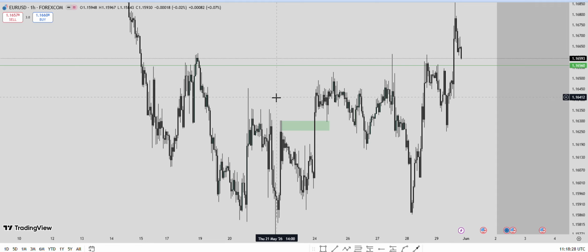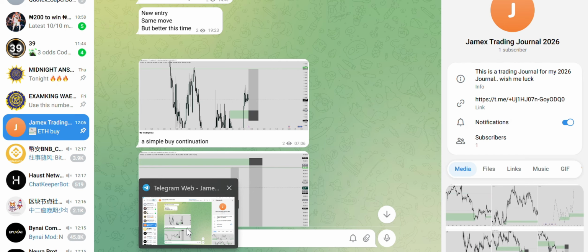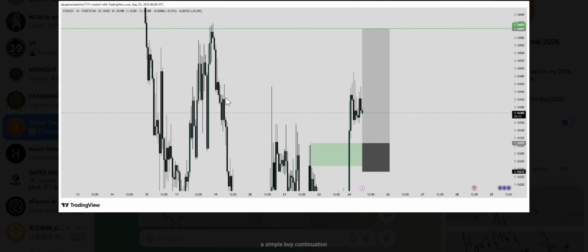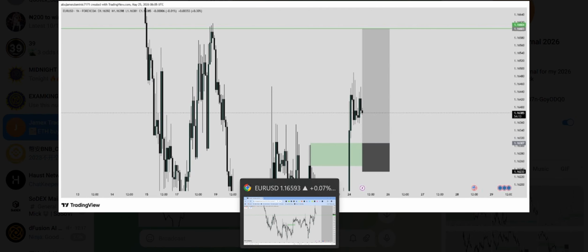So, hello guys. I want to do a quick recap on the trade I took on Euro USDT. First thing first, let's check the before on my Telegram journal. So this is the before. Let's look into how I took this trade.